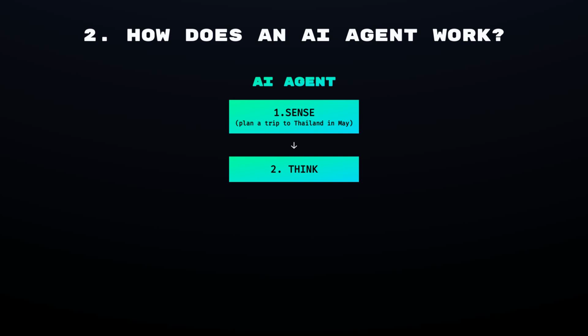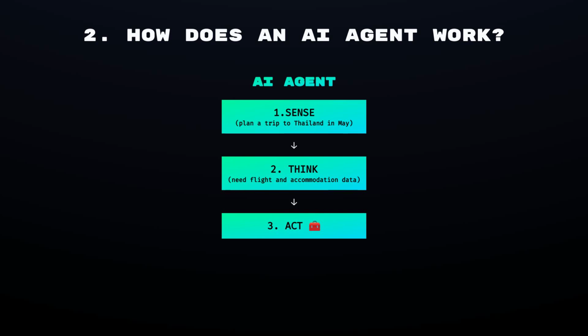Second, it plans its actions. Here, the agent determines the best course to achieve its goal. Third, it executes actions. These actions could involve requesting necessary information or making changes on behalf of the user.